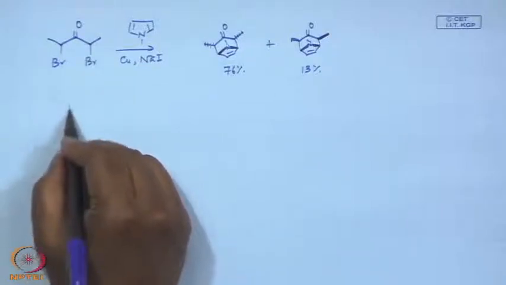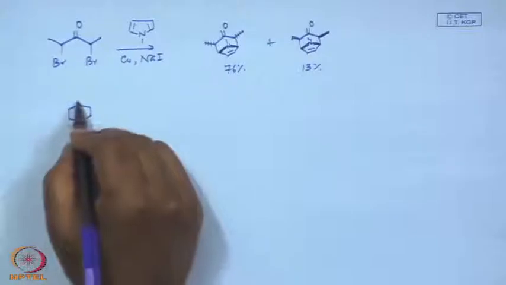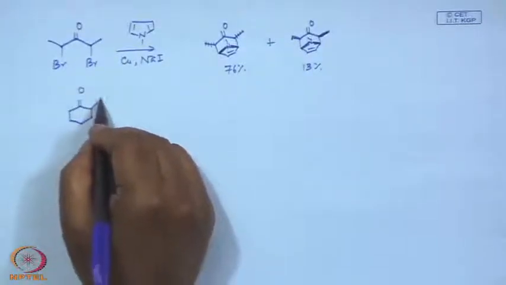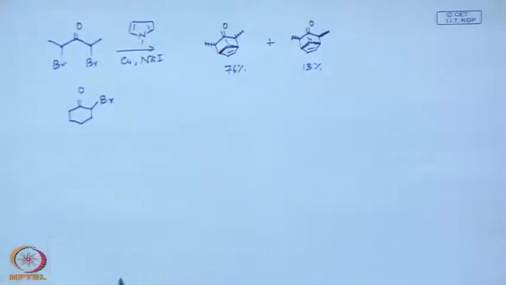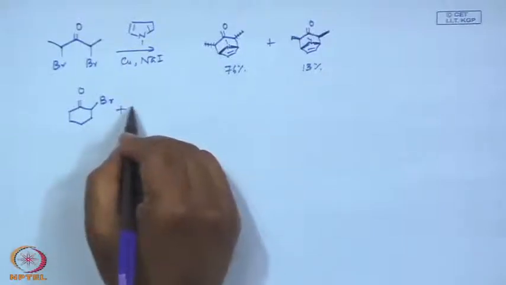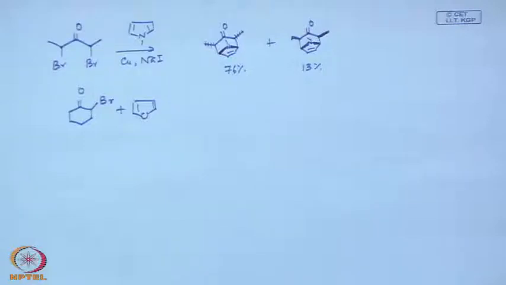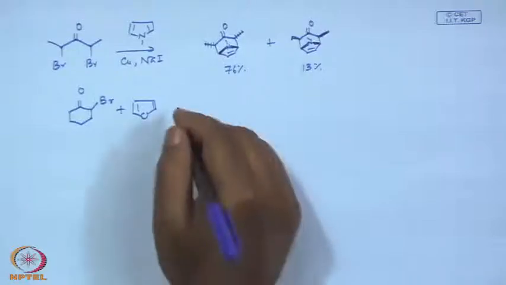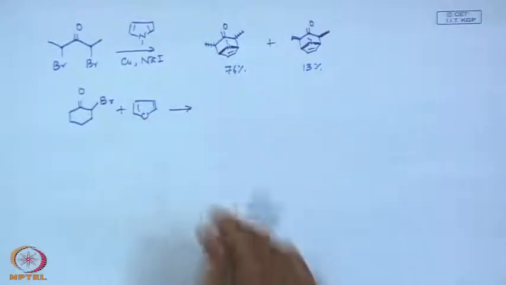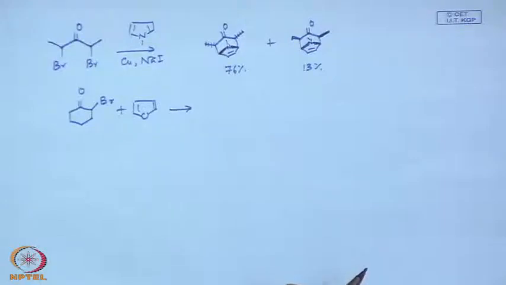where, unlike the previous examples, you will have just an alpha bromo ketone and then furan. Now, is this reaction possible or not? First of all, you have to do a feasibility test, whether this reaction would occur or not. At least one thing we know about the diene part, the diene is electron rich, that is not a problem at all.